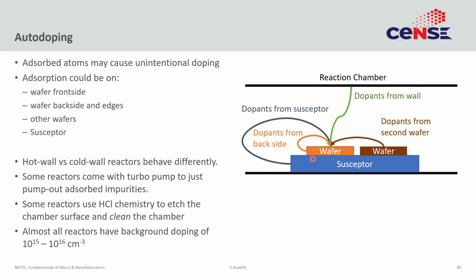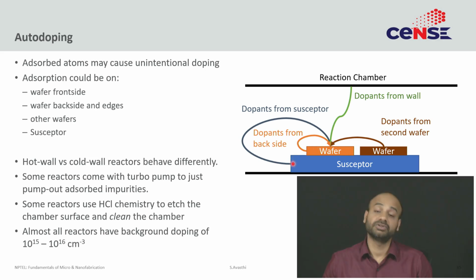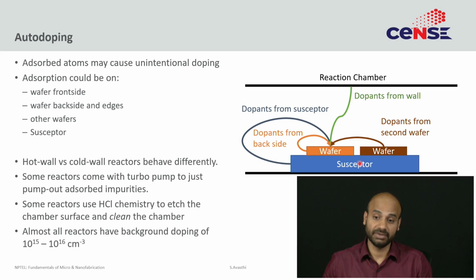What if the backside of this wafer has some higher doping? Supposing you diffused a very high doped layer on the backside of this wafer. Well, that might also come out and go to the top. Maybe the person before you who did CVD did a very high doped run, and that meant the susceptor is now full of this high dopant, and that dopant will come from the susceptor and get onto your wafer.